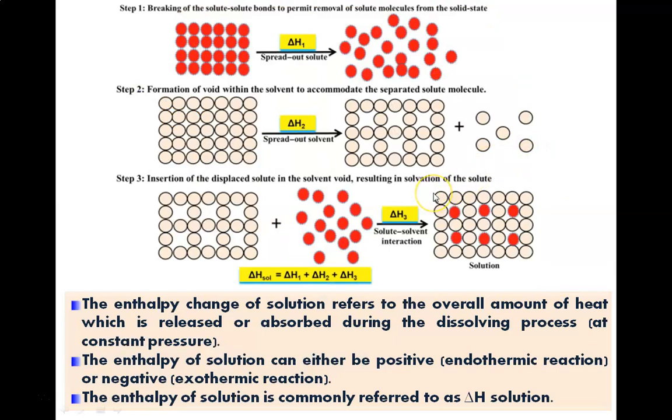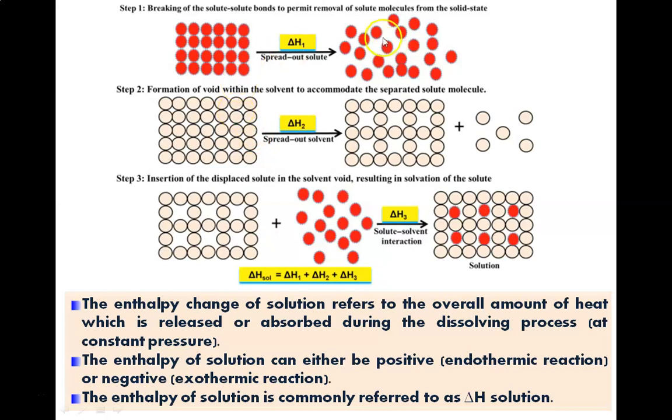Now moving toward the next, this is how solute and solvent interaction takes place. Let us consider this is the breaking of solute bonds to permit the removal of solute molecules from the solid state. The solute is in a solid state, so there is a breaking of solute-solute bonds, and it looks like this. This is delta H1, that is the enthalpy change.